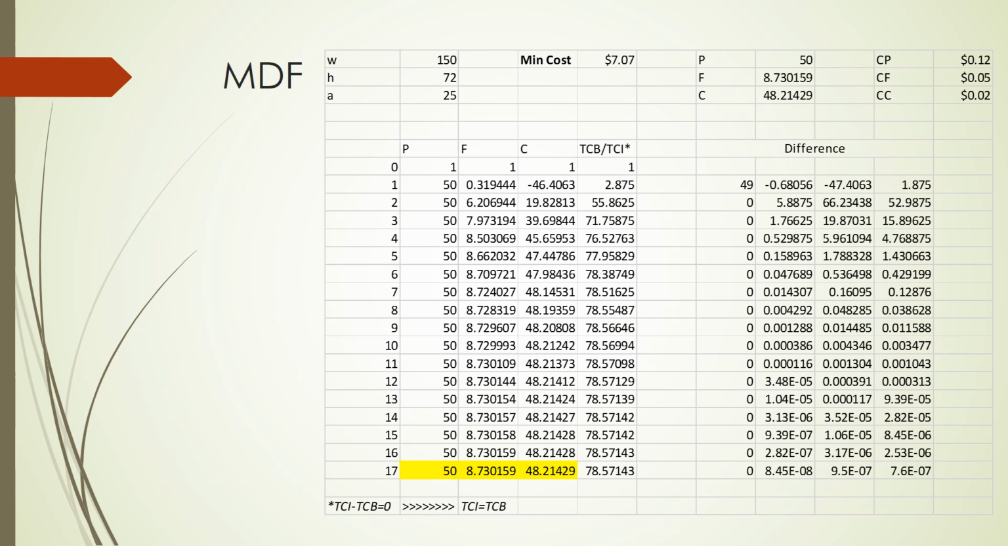Lastly, the multidisciplinary feasible method is implemented. This method appears to minimize cost to $7.07. However, the amount of fat and carbs consumed appear significantly low.